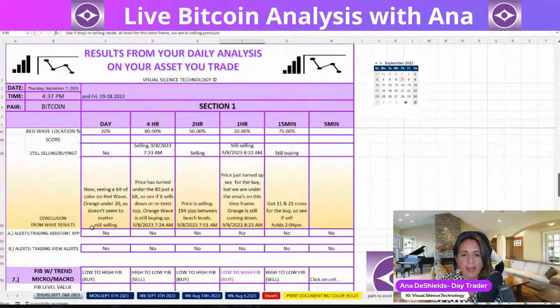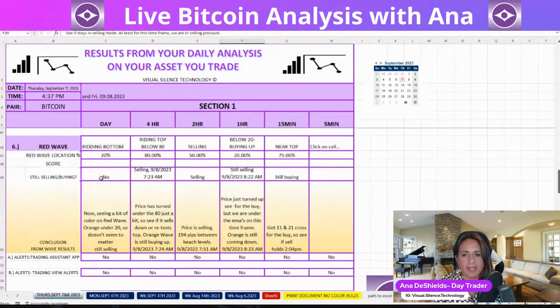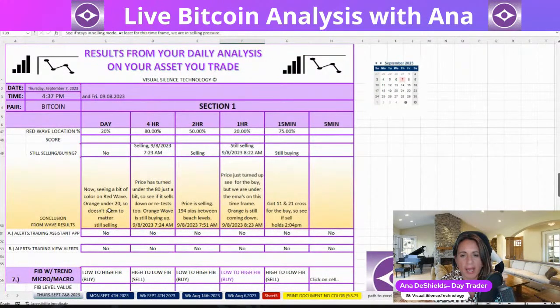Okay. And then my conclusion from this information here, I have for the day, now seeing a bit of color on the red wave. Orange is under the 20. So it doesn't seem to matter. We're still selling. So still have maybe the selling pressure on. And then for the 4-hour, price has turned under the 80 just a bit. Okay, so that's at the top. See if it sells down or retests the top.